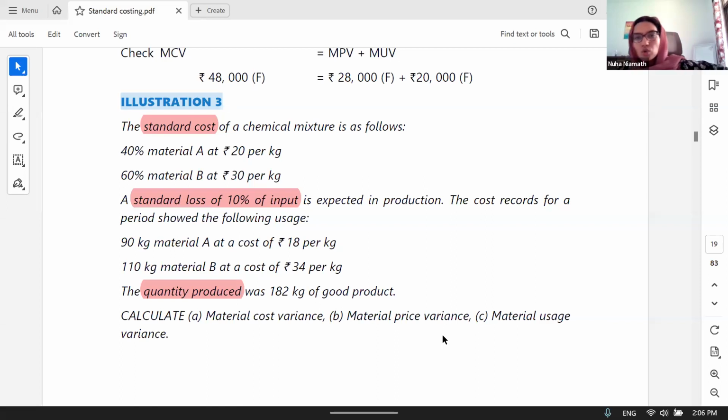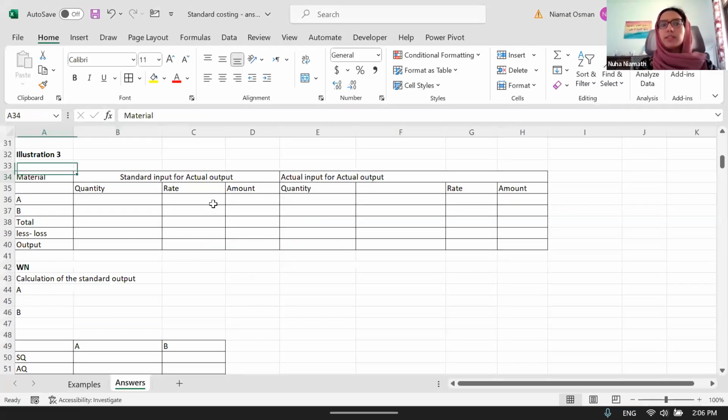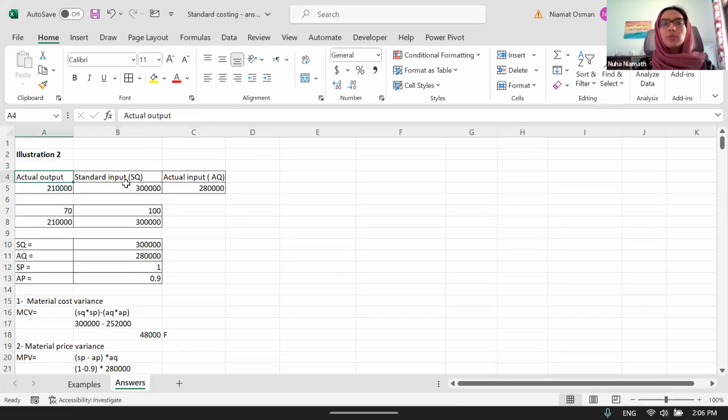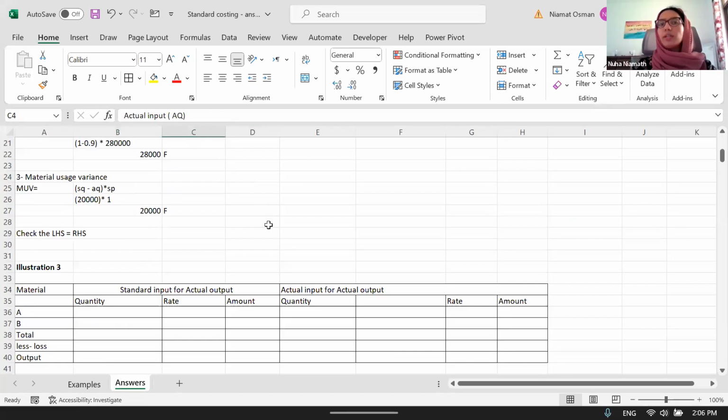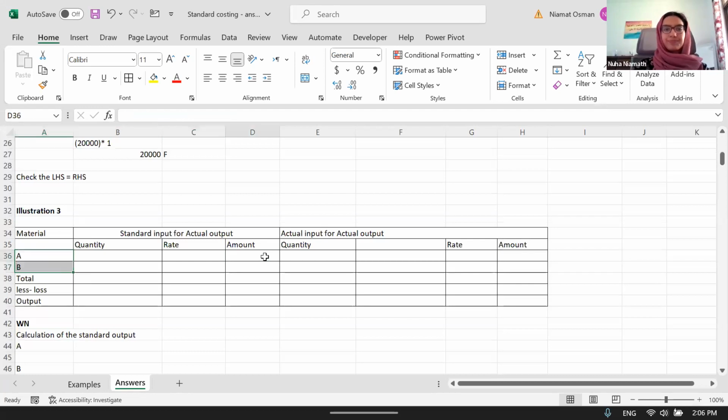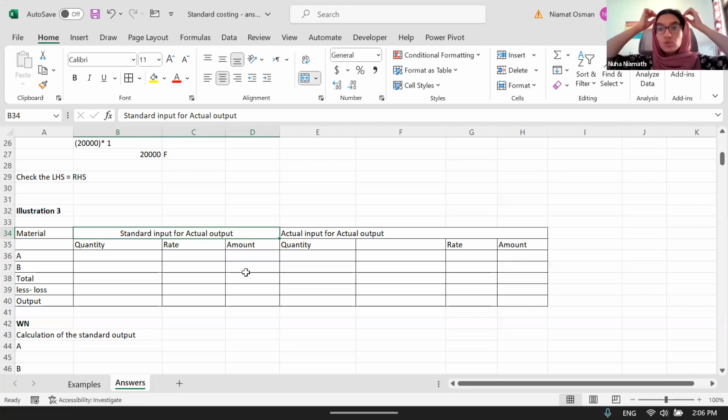Okay. So what can you see from here? What all information is given? Standard information is given, standard price is given, as well as actual price and actual quantity, and actual output is also given. Okay. So again, we begin with our table. So this was a small table where actual output, standard input and actual input. Now a big table because we have two materials. Okay. So let's begin with our standard input for actual output.